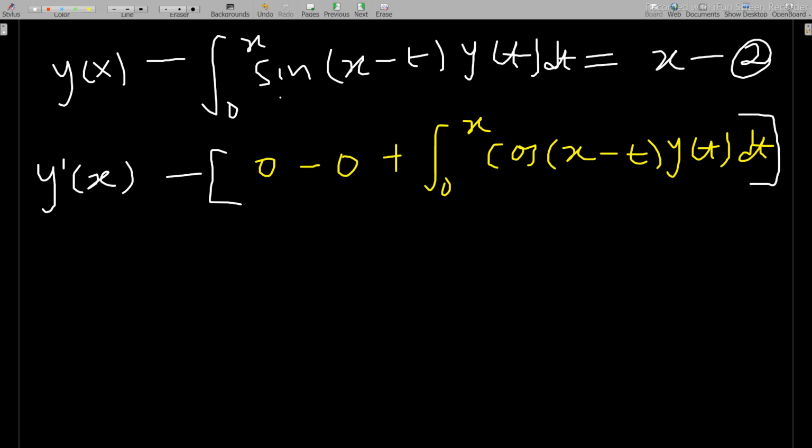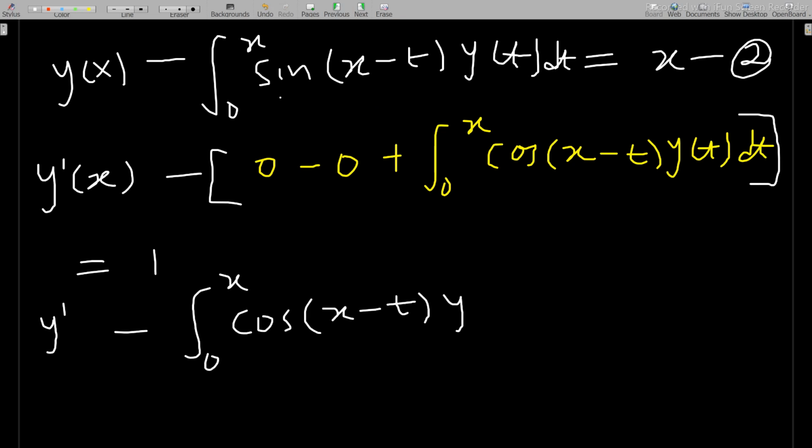So this whole thing is equal to, then you differentiate this x, because you are differentiating everything in equation 2 with respect to x, and so this one too I'll get 1. So I'll have y prime, then minus whatever that is here, because 0 minus 0 is still 0, so minus the integral from 0 to x of cos of x minus t, y of t dt, is equal to 1.